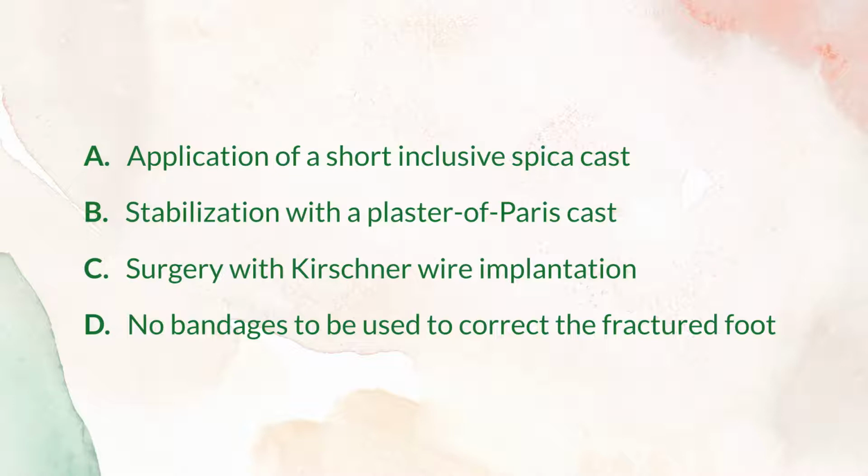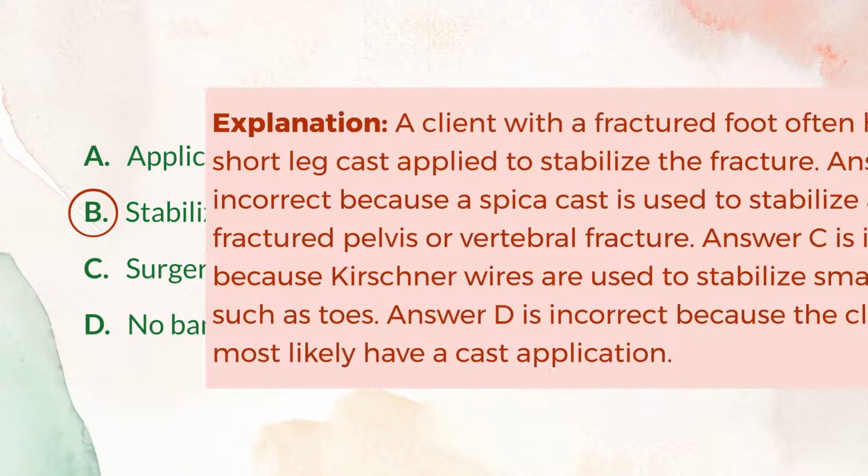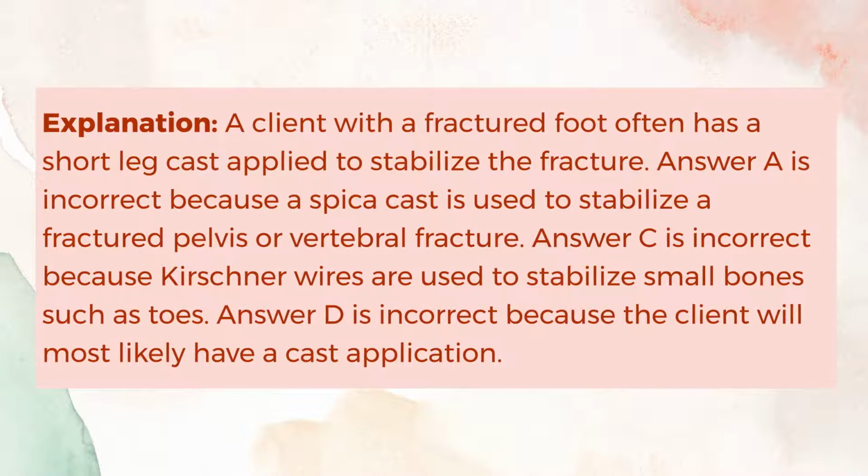The correct answer is B. Stabilization with a plaster of Paris cast. Explanation. A client with a fractured foot often has a short-legged cast applied to stabilize the fracture. Answer A is incorrect because a spica cast is used to stabilize a fractured pelvis or vertebral fracture. Answer C is incorrect because Kirschner wires are used to stabilize small bones such as toes. Answer D is incorrect because the client will most likely have a cast application.